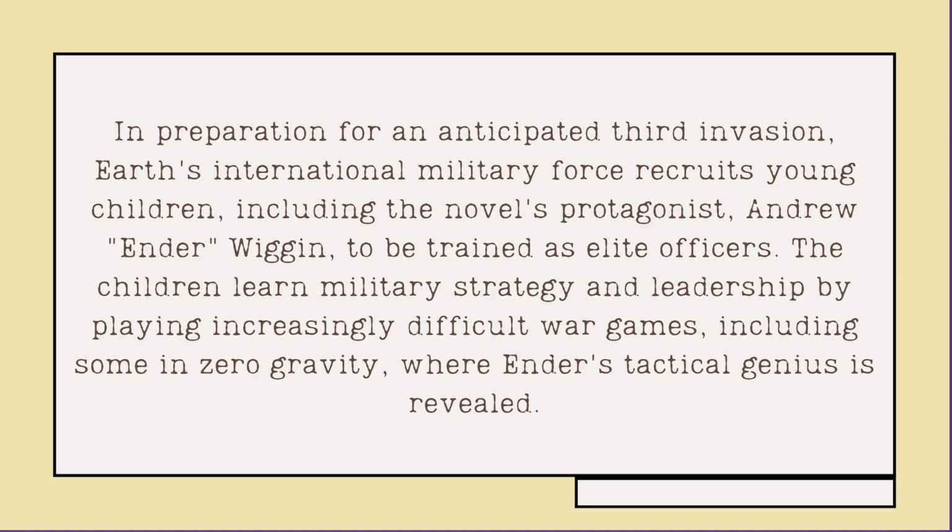The children learn military strategy and leadership by playing increasingly difficult war games, including some in zero gravity, where Ender's tactical genius is revealed. There are 2 aspects when we're talking about the difference between the movie and the book. In the book, Ender starts off at the age of 6 and goes to the age of 11, whereas in the movie, they have him somewhere between the ages of 11 and 15. The actor playing Ender in the movie is about 15 years old, so this gives you a more realistic age for how things play out.